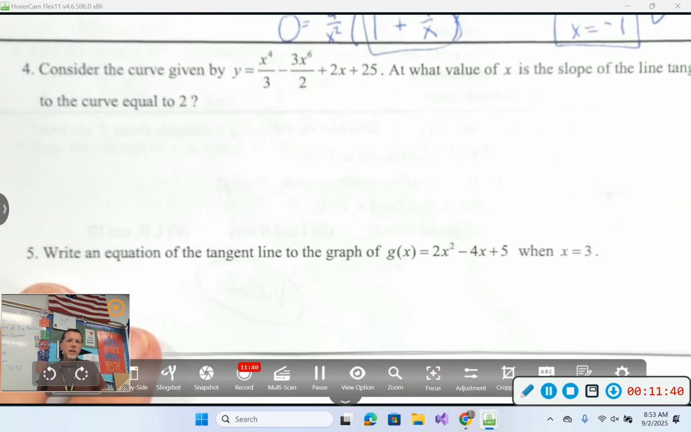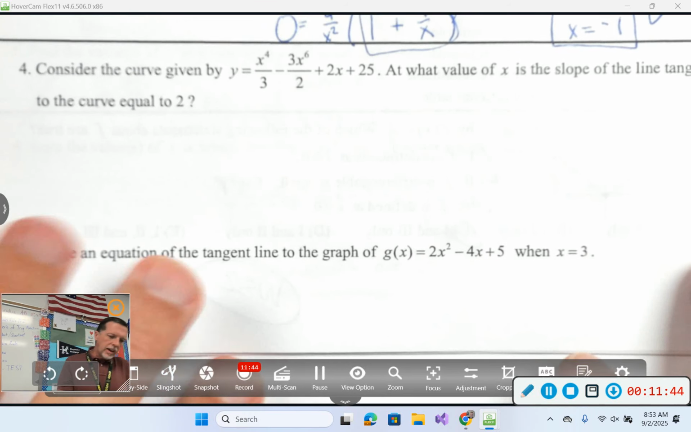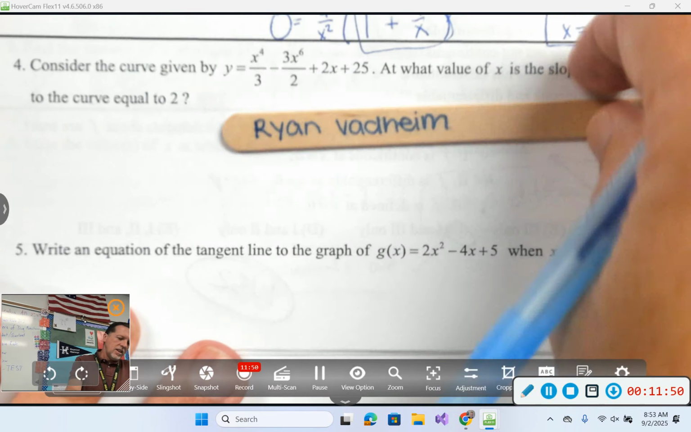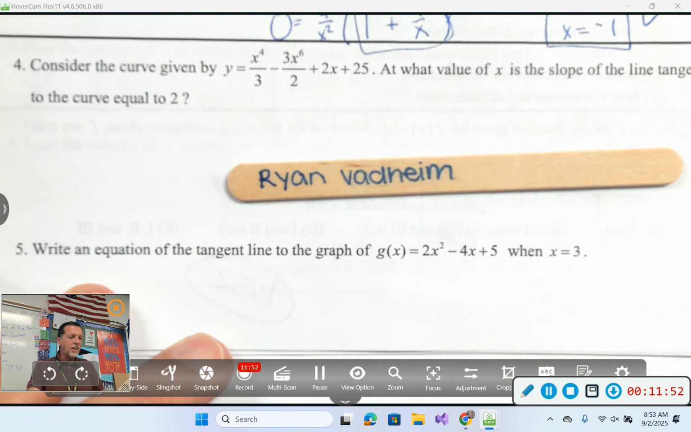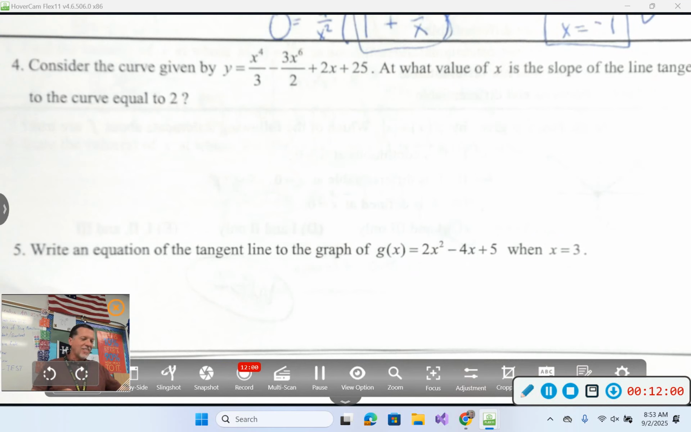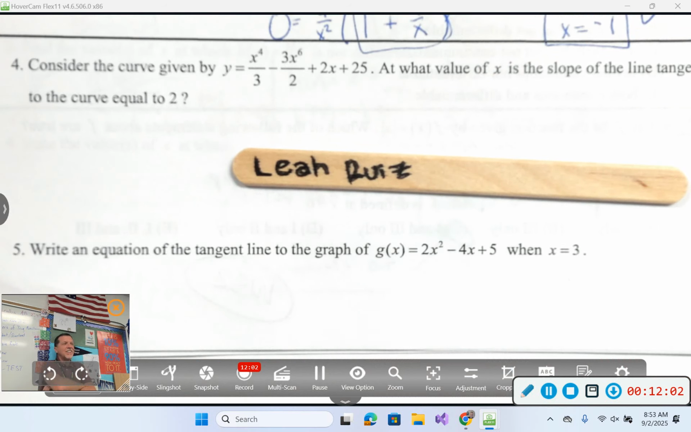Number 4. Consider the curve given by, at what value of x is the slope of the tangent line of the curve equal to 2? Ryan, talk big picture here. What am I going to do to answer this question? Find the derivative. Okay, and we'll let that go. That's not wrong. After we find the derivative, what are we going to do?